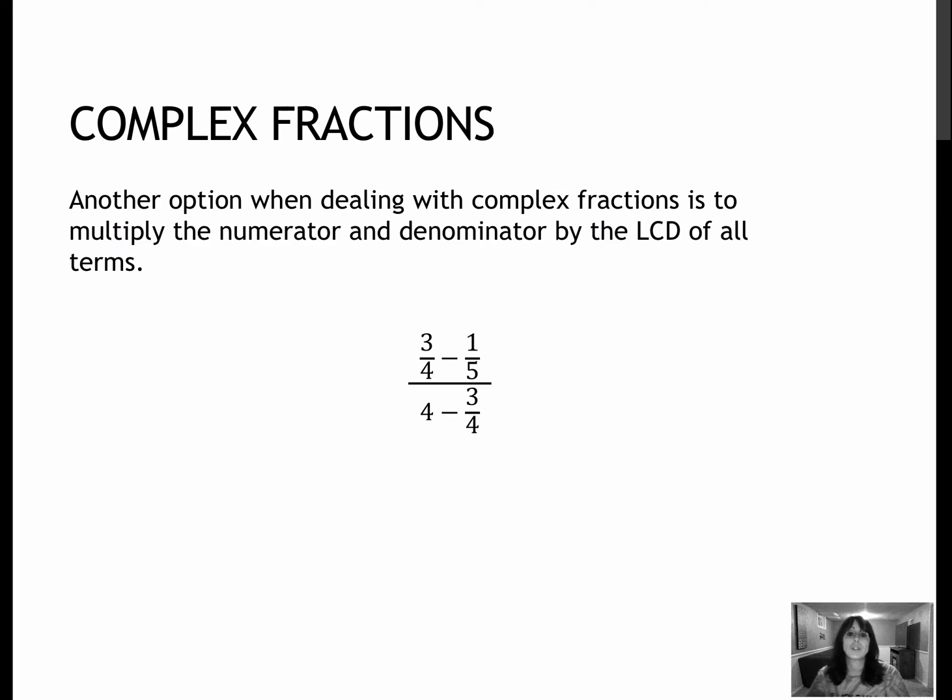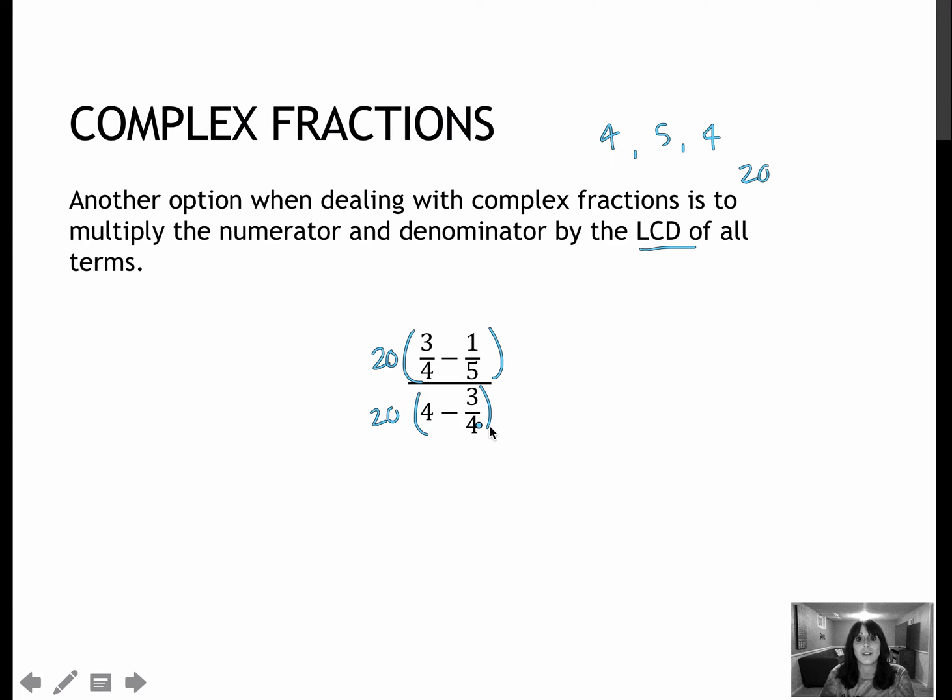Now this is the question that we just did, and I want to show you another method that you use quite often as you get into higher level mathematics. In order to simplify this, I can take everything by the least common denominator of all of the fractions. So looking at 4, and at 5, and again at 4. The least common denominator of this would be 20. So look what happens if I take everything times 20. It's actually going to be very, very nice.